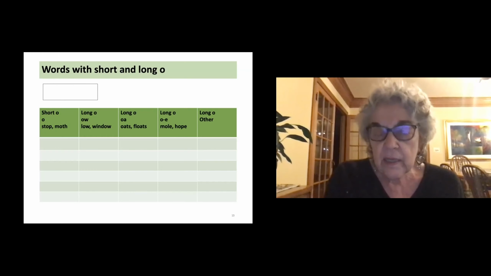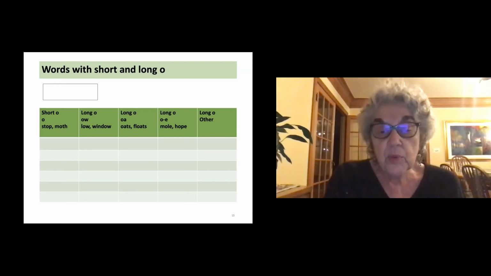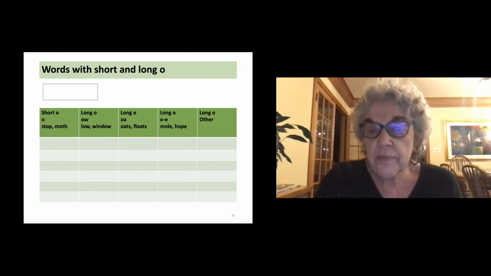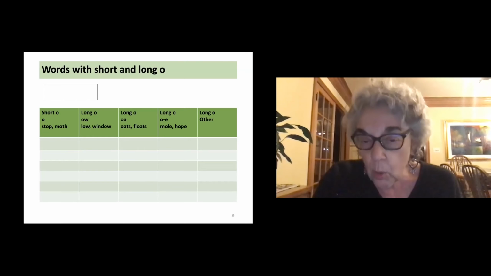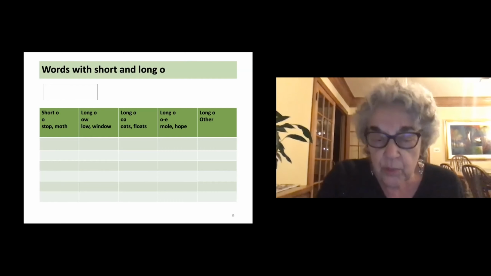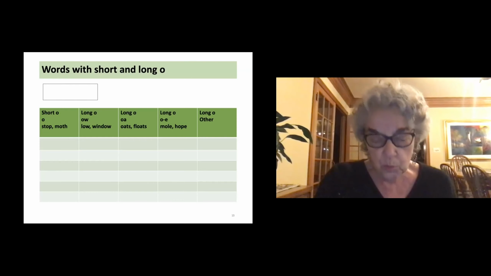Next square. Here is another way that we make long O. The letters are O-A. What letters? O-A. And in a word, they have the sound O. And the words are oats and floats. Good. Next square. Here we have long O made with O with an E at the end. Words, mole, hope. Touch them and say them. Mole, hope.